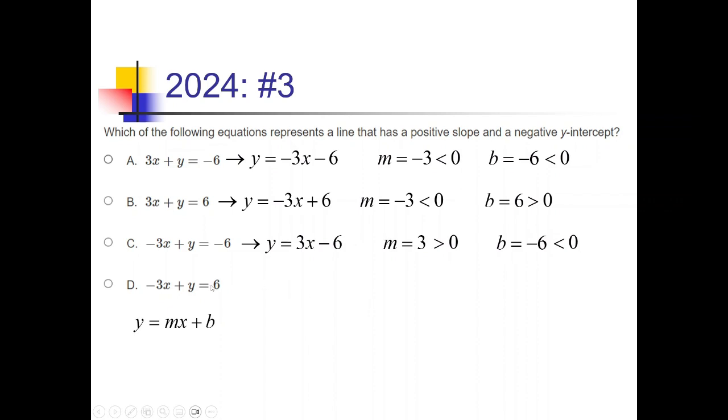And finally, for this last one, we'll add the 3 to get 3x plus 6. So now we have a positive slope and a positive y-intercept. Now what was the question again? They wanted the one that had a positive slope and a negative y-intercept. So positive slope is these two choices down here, C and D. And between those, the negative y-intercept was choice C right here.